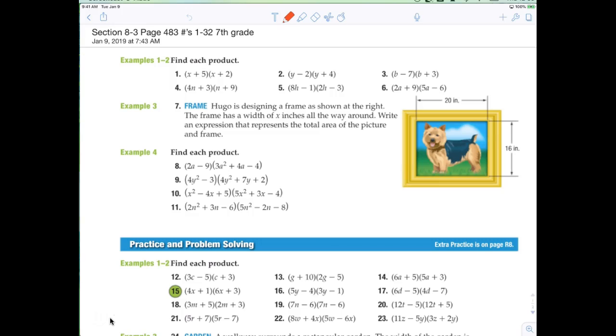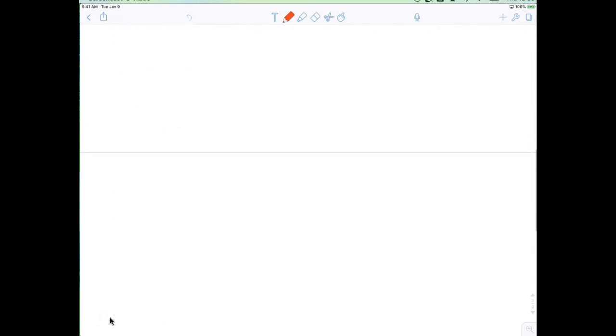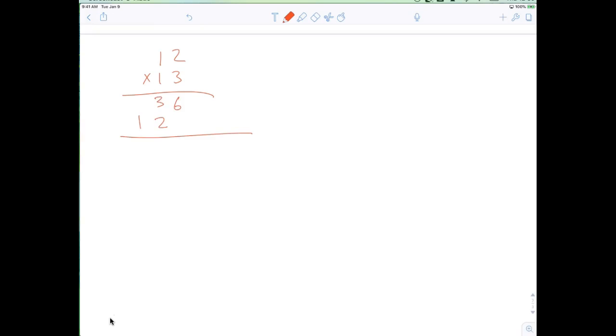The first thing, before we do the first problem, I'm going to remind you how we multiply something like 12 times 13 together. Look up so you can see. 3 times 2 is 6, 3 times 1, 1 times 2, 1 times 1, add them together, 156. The reason I'm doing that is because that's the technique you're going to use to multiply two binomials together. Question number 1.